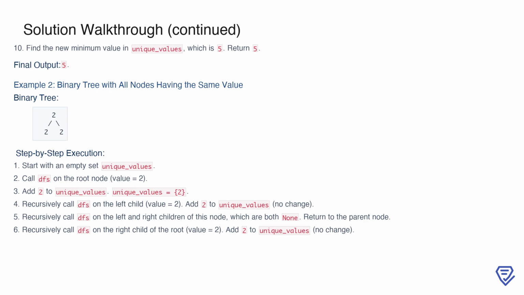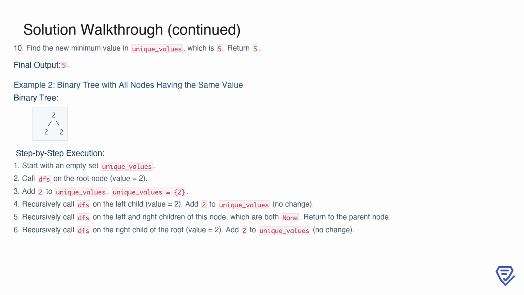In the next example, we have a binary tree where all the nodes have the same value. The root node and both its children all have the value 2. We begin again by initializing an empty set unique_values and starting the depth-first search from the root. The value of the root node, 2, is added to the set, so now unique_values equals 2. Next, we move to the left child, which also has the value 2. Since this value is already in the set, no change occurs.